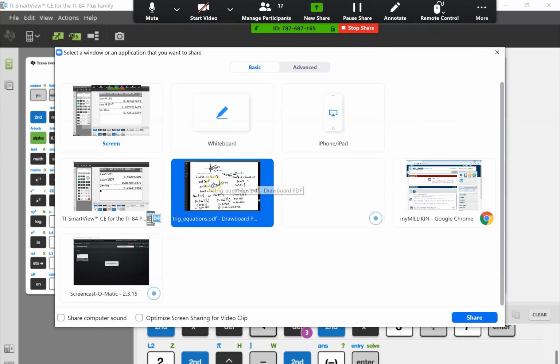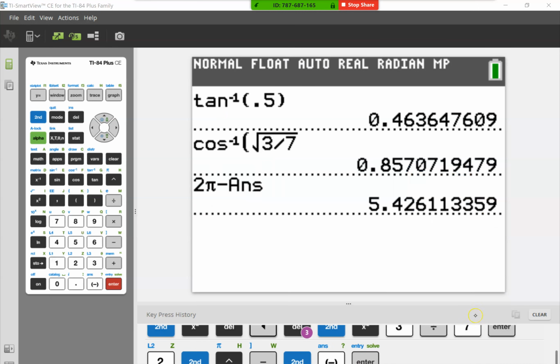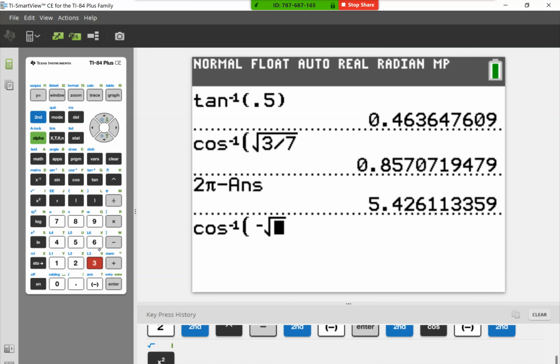All right. Actually, I'll just stay here. The other one was inverse cosine of the negative of the square root of 3 over 7.